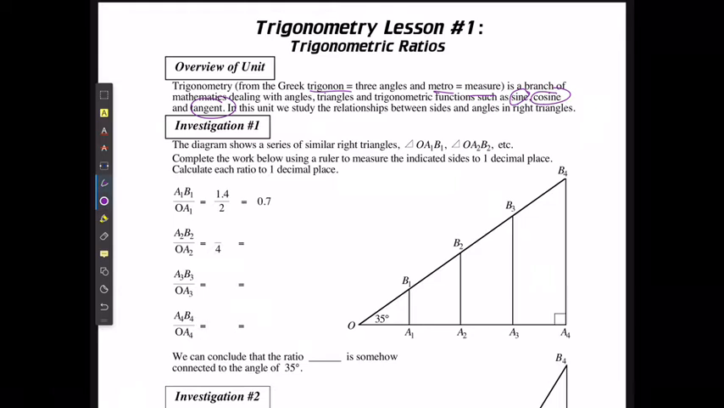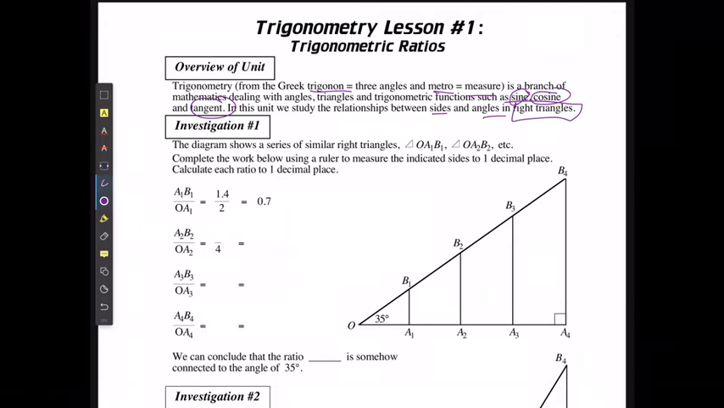In this unit, we're going to study the relationships between the sides and angles in specifically right angle triangles. Once we get to grade 11 and 12, we're going to focus more on non-right angle triangles, or the extensions of trigonometry and how it works once we are getting into calculus.